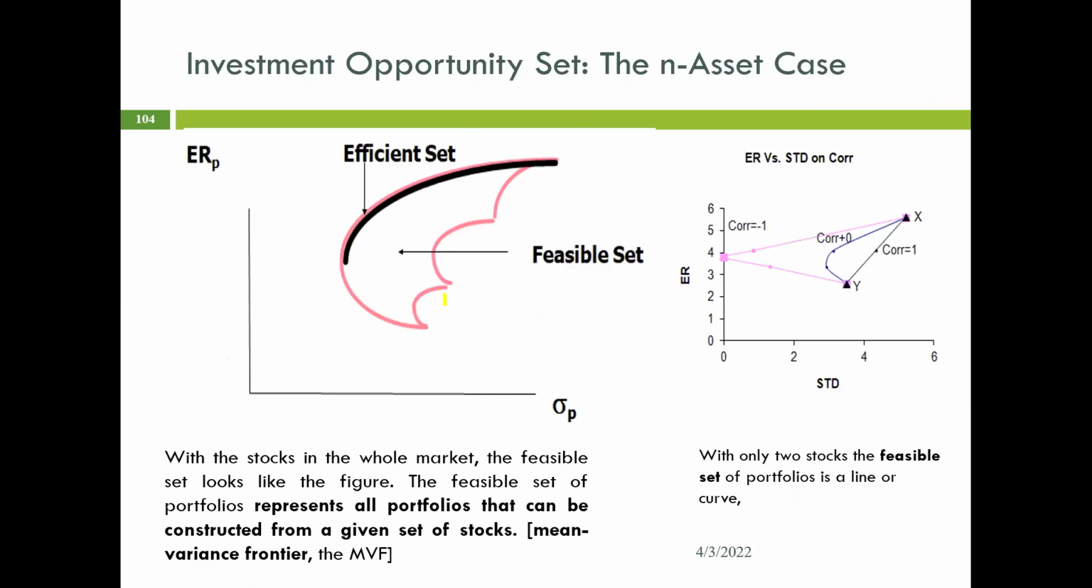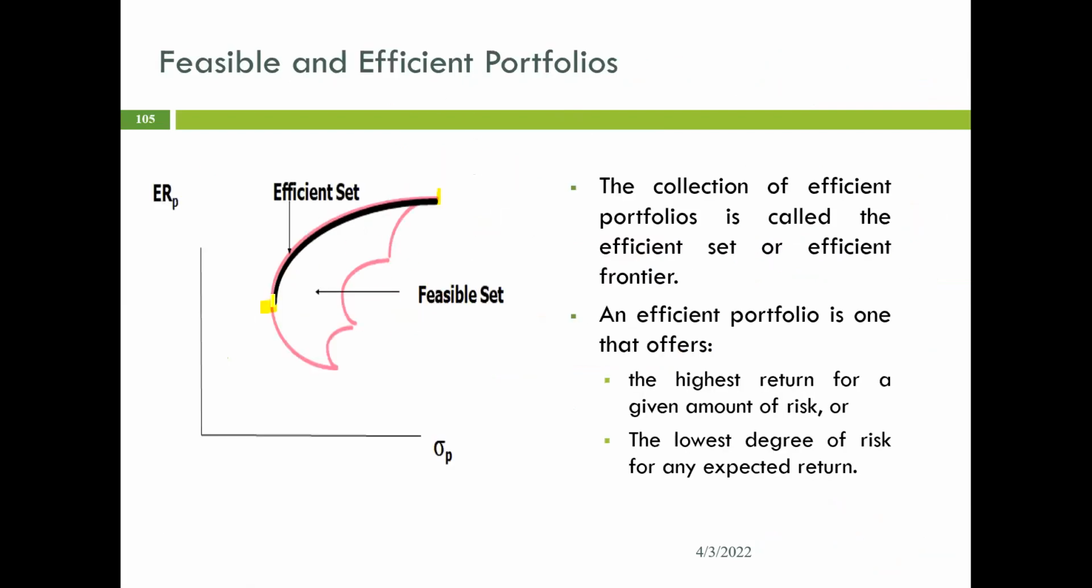This is the mean variance frontier. In this mean variance frontier, the portfolios from here to here, we identify as efficient portfolios. The collection of efficient portfolios is called the efficient frontier, or we call it the efficient set. So the efficient set is indicated by this bold, dark line. And why do we call the portfolios on this line efficient? Because they are the portfolios that give the highest return for a given amount of risk.